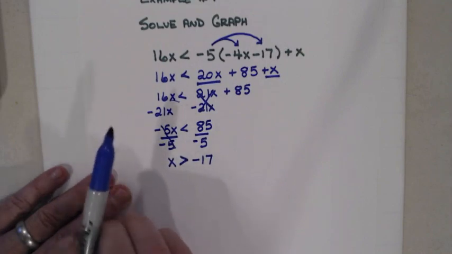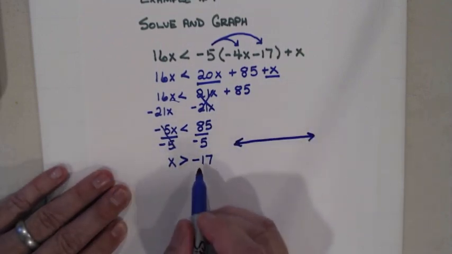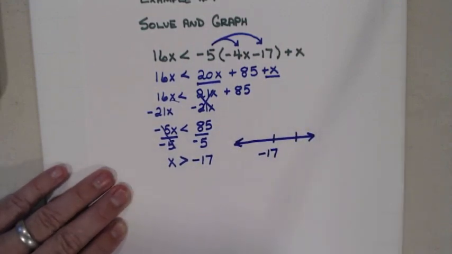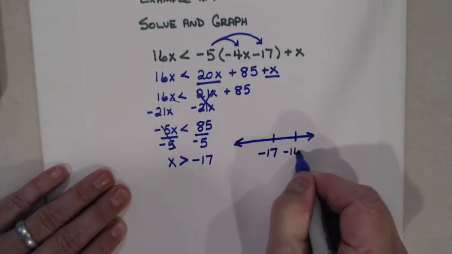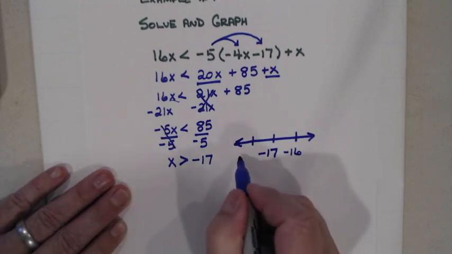To graph this, since it says solve and graph it, I put it on a number line. This number right here is going to go right in the middle. Numbers over here on this side are bigger than negative 17. What's bigger than negative 17? Negative 16. Numbers on this side are smaller. What's smaller than negative 17?